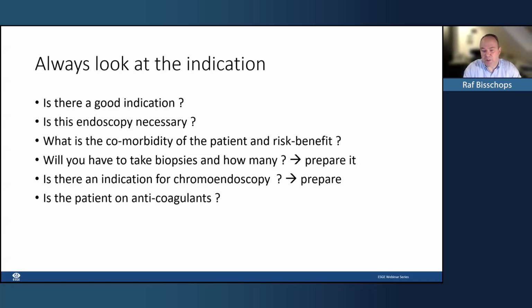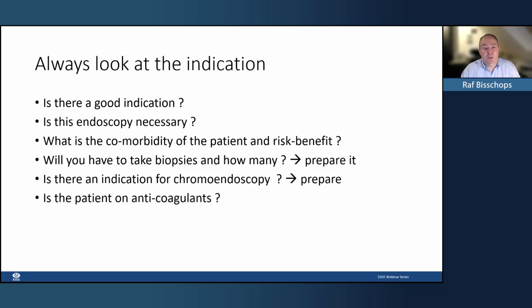Also, if a patient with standard reflux symptoms and without alarm symptoms comes back for another endoscopy for reflux, you should wonder whether this is really necessary. Also ask yourself whether you need to take biopsies. If somebody with dyspepsia comes in, you want to rule out HP and celiac disease, for instance, and have it prepared. Is there an indication for chromoendoscopy?